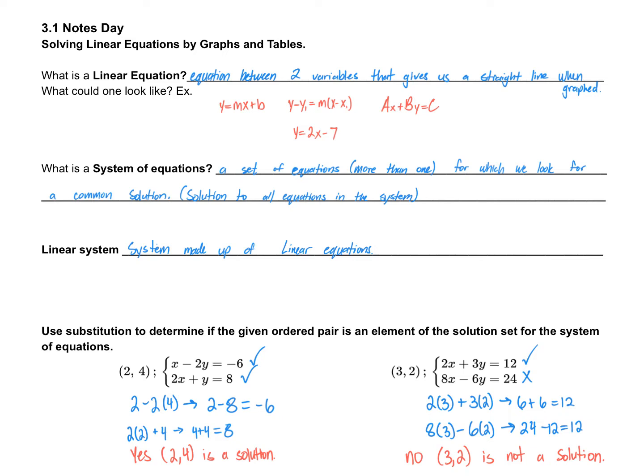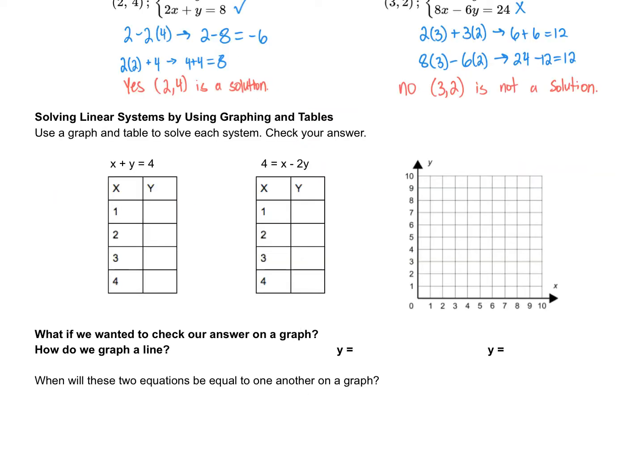All right, next we're going to check for our solutions by using a table. So here maybe I want to rearrange my equation and get y by itself. If I do that, I might end up with y equals -x plus 4. So if I plug in a 1, I get -1 plus 4, which is 3. If I plug in 2, -2 plus 4, which is 2. Plug in 3, I get -3 plus 4, which is 1. Plug in 4, I get -4 plus 4, which is 0.